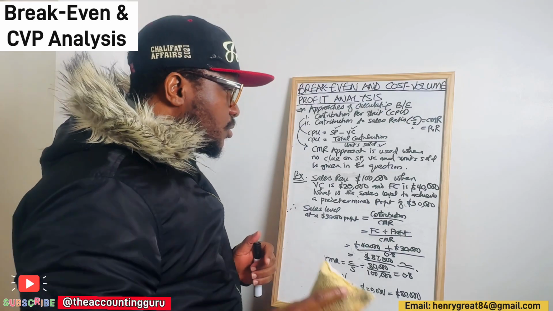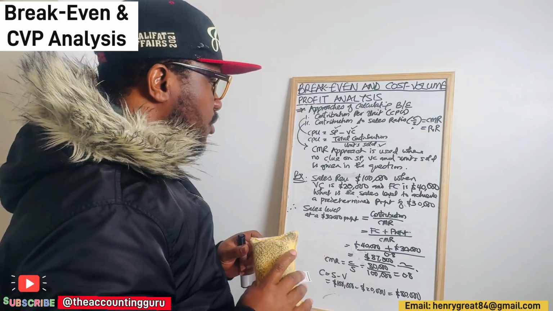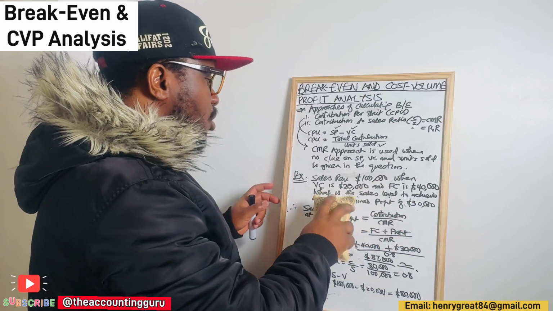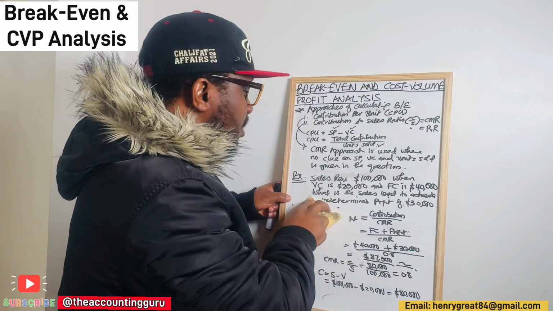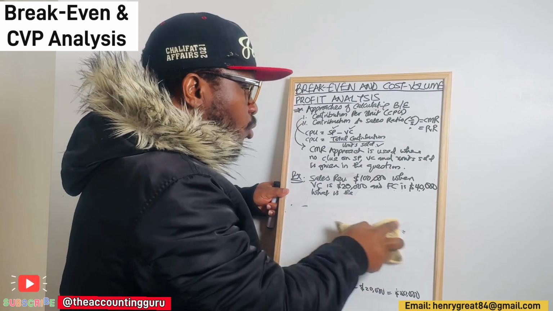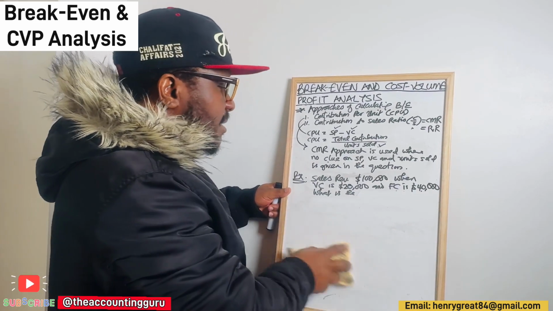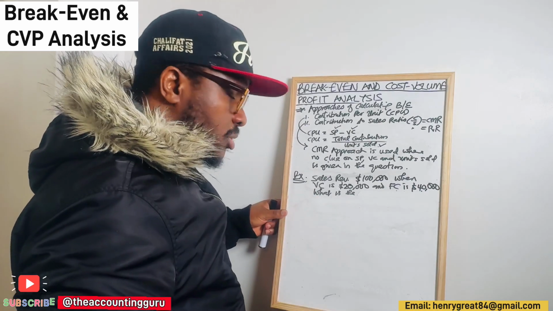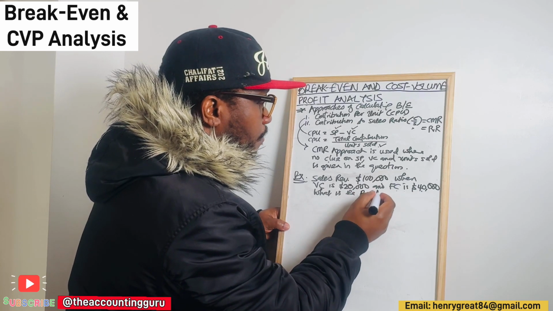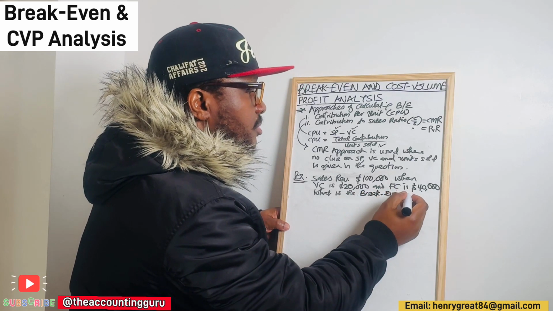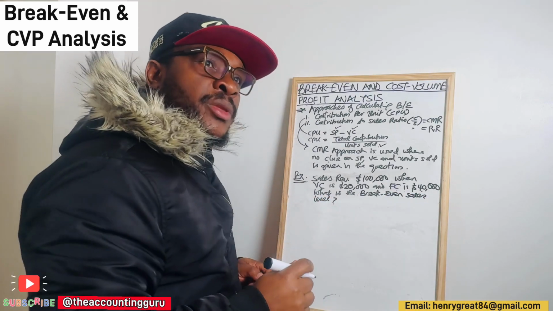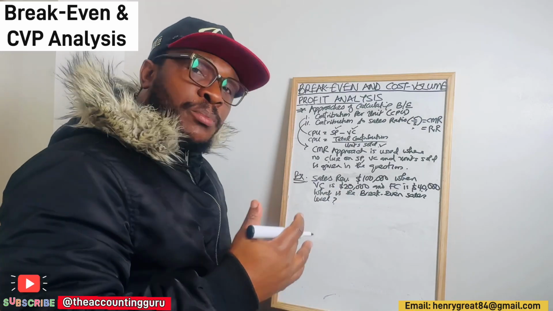Let's assume the question says, what is the break-even sales level? That is the question being asked. So we want to use the CMR approach to answer that question. What is the break-even sales level? If this is the question, how do you approach it?